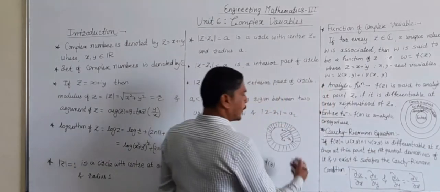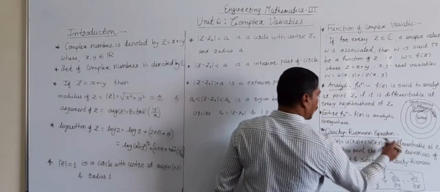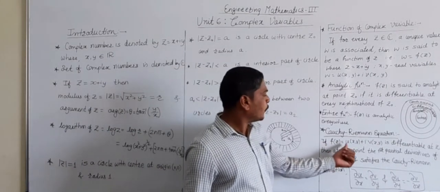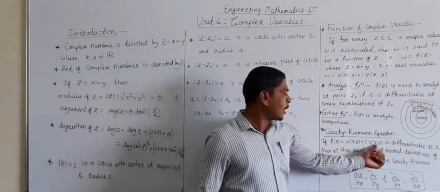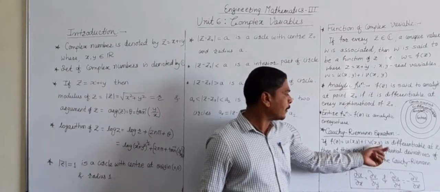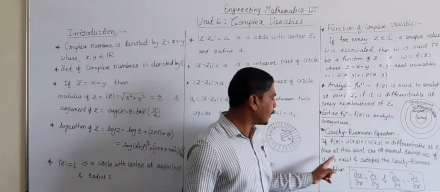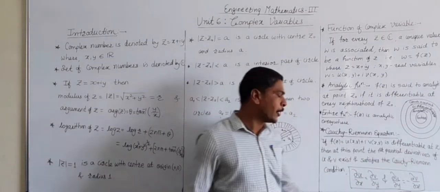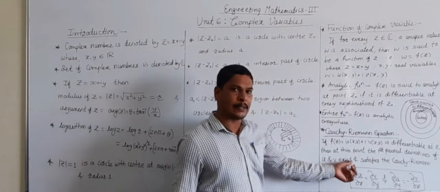Okay. Now next is the Cauchy-Riemann equation or Cauchy-Riemann condition. If f of z is equal to u of x, y plus i times v of x, y and is differentiable at z, then at this point the first partial derivatives of u and v exist.